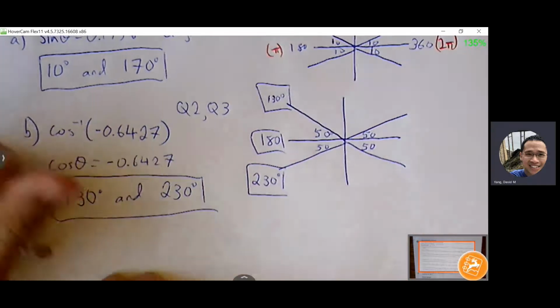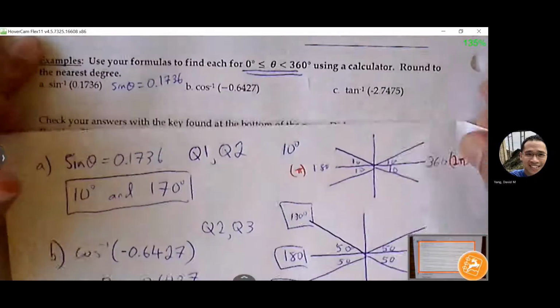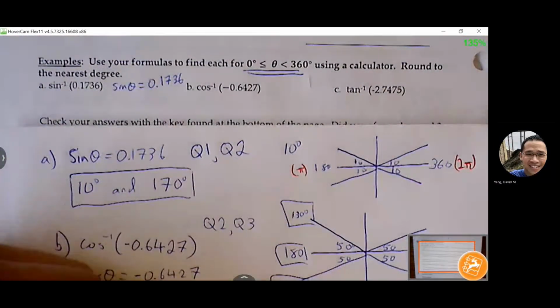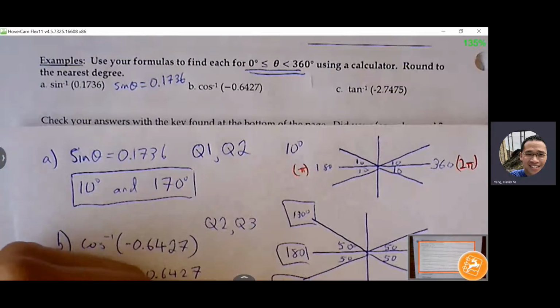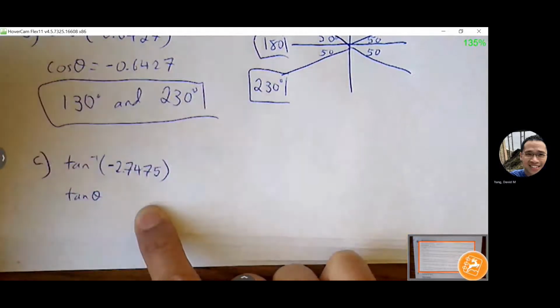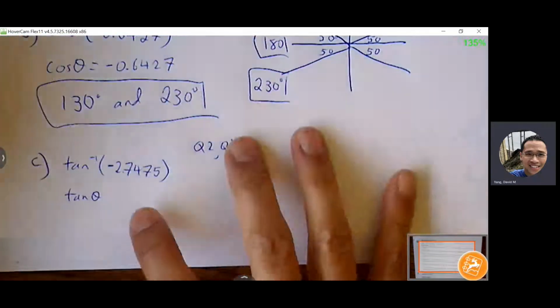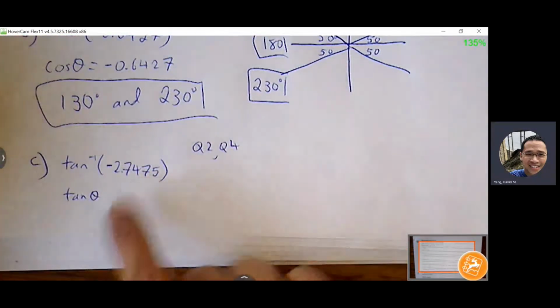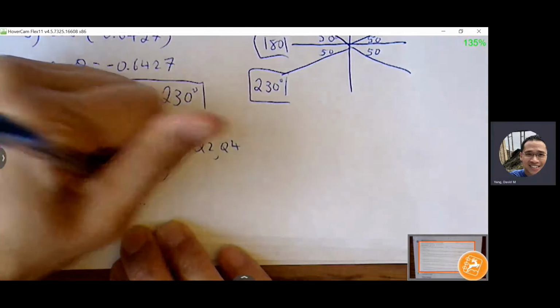Okay, part C. Inverse tangent of negative 2.7475. Okay, where's tangent going to be negative? Second and fourth. Okay, so if we plug this in the calculator, this will give us our principal value that we are going to use.